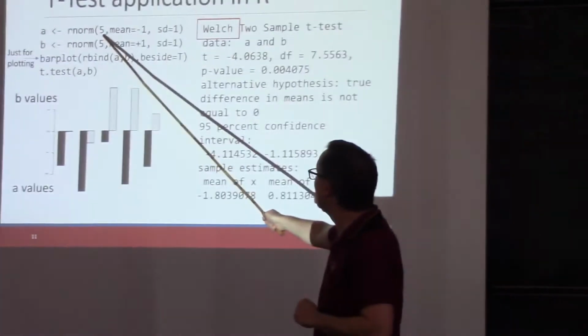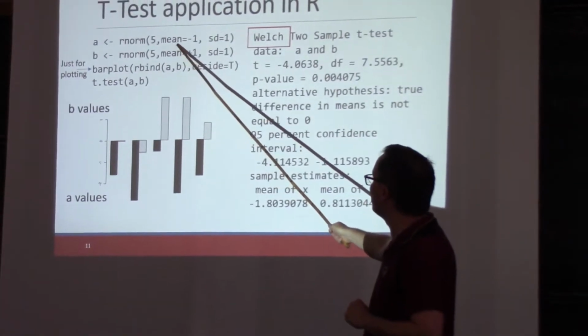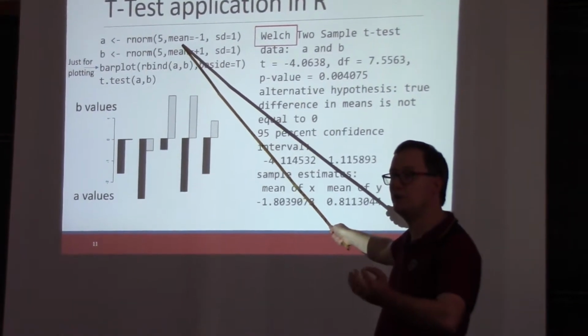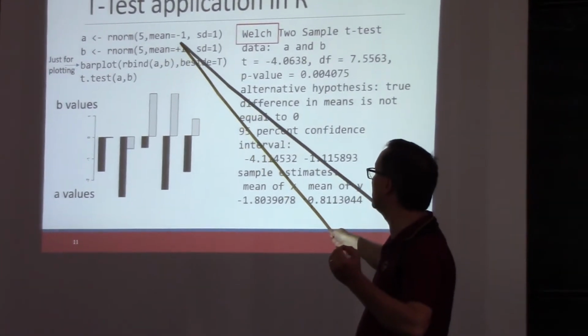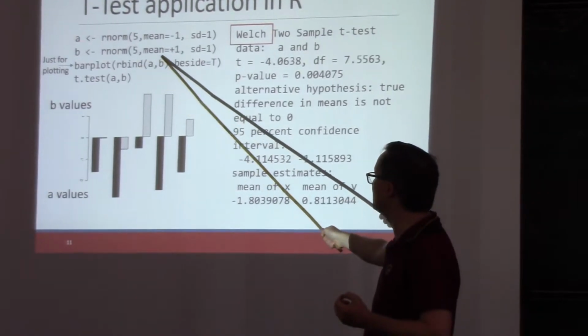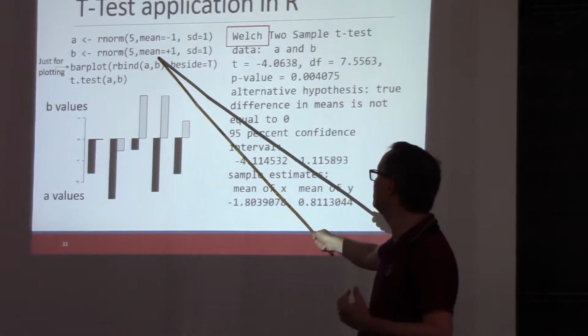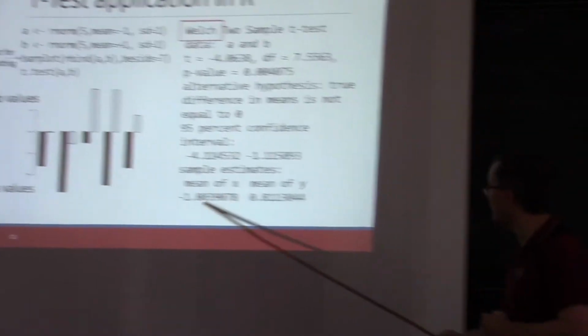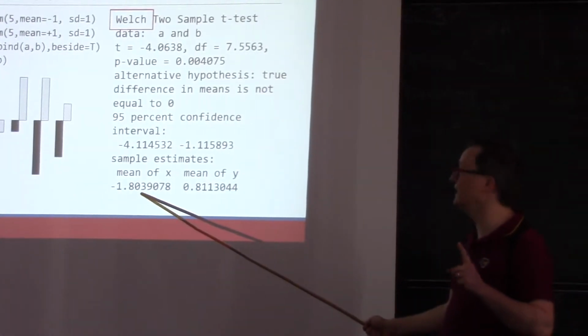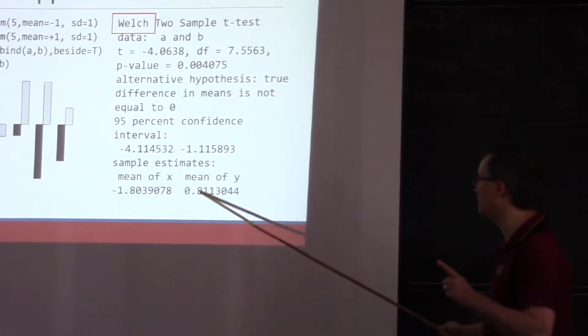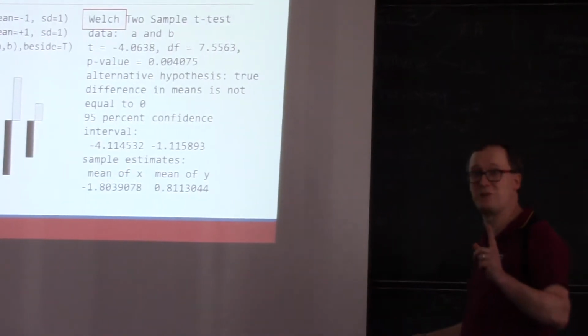It's reported right up here. We sampled it, right up here rather. We sampled 5 values from a distribution with a mean of -1. We sampled 5 values from a distribution with a mean of +1. So the mean of x really is -1. The mean of y really is +1.